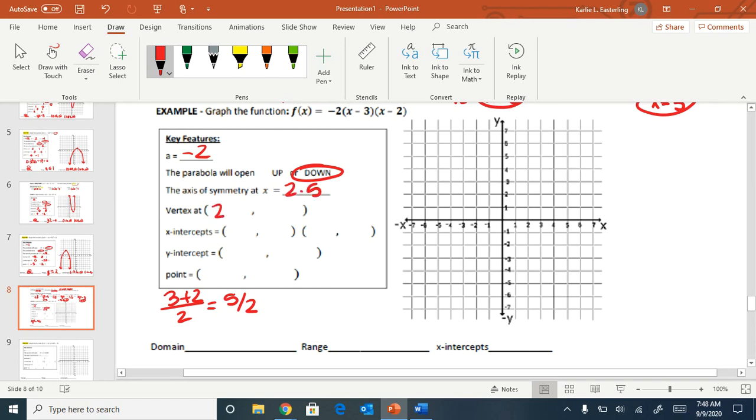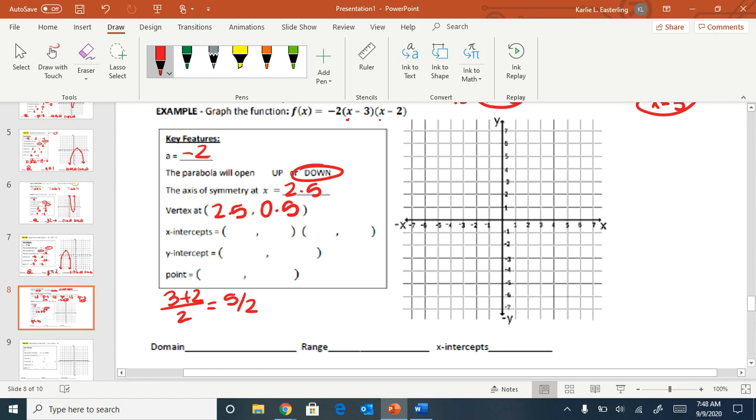So remember, that's our x value of our vertex. And so then what I would do is I would type in my calculator negative 2 parentheses 2.5 minus 3, and then another set of parentheses 2.5 minus 2. So I'm plugging in that x value into my x spots in my equation, which then ends up giving us 1/2, so 0.5.